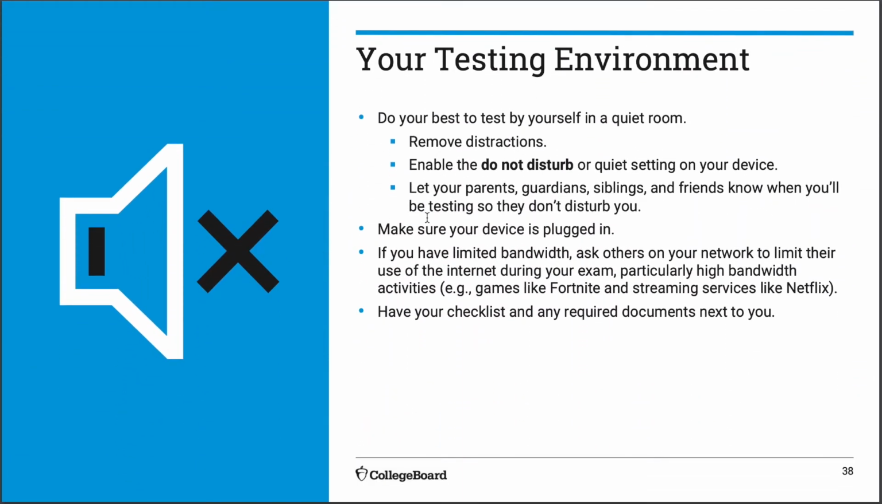Okay, so testing environment. They say that you should have a quiet room, remove distractions, and turn on the do not disturb setting on your device. That's more for phones, but it's a good idea. Tell your family that you're testing and that it is for college credit, and to leave you alone, okay? That's very important. So if you have siblings or anything, tell them that you need 45 minutes of undisturbed focused time in a room where they can leave you alone.